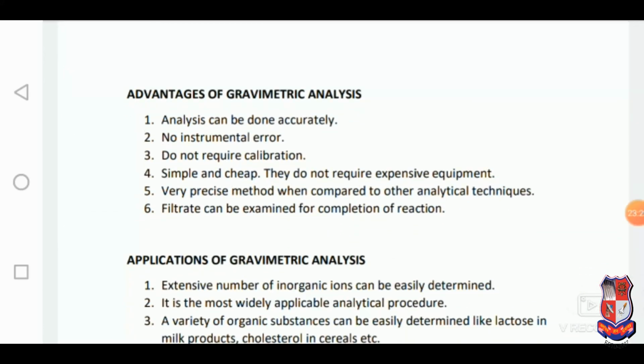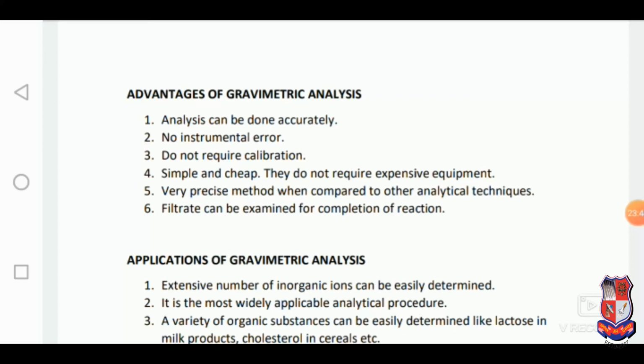What are the advantages of gravimetric analysis? The analysis is very accurate. As we can see, no complicated operation is required. Instrumental errors are very few, as only one piece of equipment, the weighing balance, is used, and the weighing balance is a very simple piece of equipment to use.